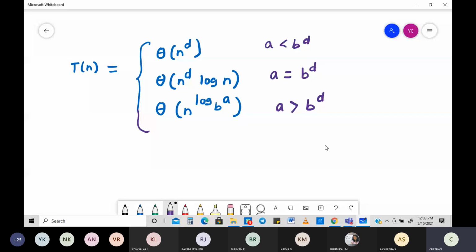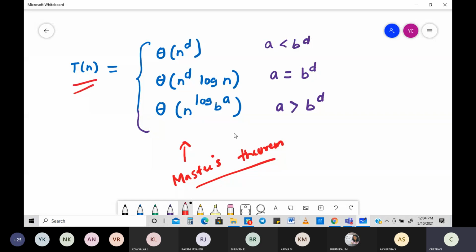Yes. Very much yes. This is known as the Master's Theorem. When you have two values A and B, and if you want to represent the time complexity, you can see the entire thing that's been written in terms of theta, where A value is less than B, A value is equal to B, and A value is greater than B. These are the things that you get.